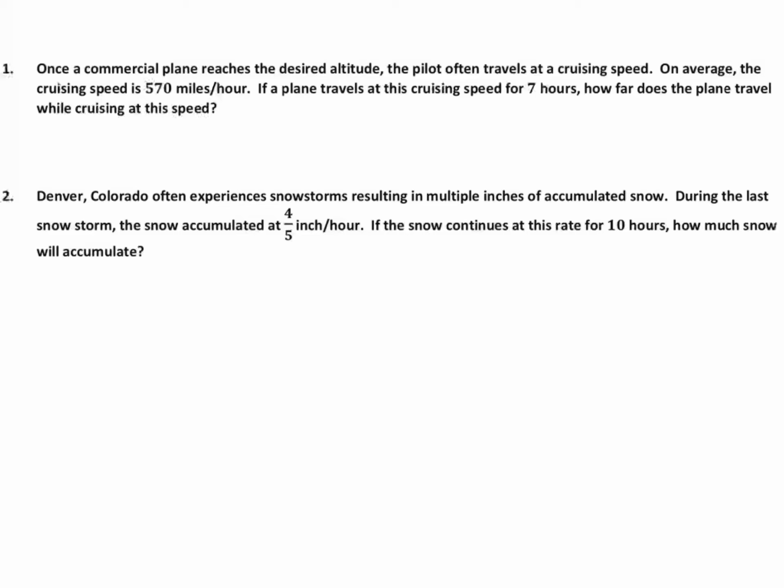Once a commercial plane reaches the desired altitude, the pilot often travels at a cruising speed. On average, the cruising speed is 570 miles per hour. If a plane travels at this cruising speed for 7 hours, how far does the plane travel while cruising at this speed? So we have 570 miles per 1 hour.